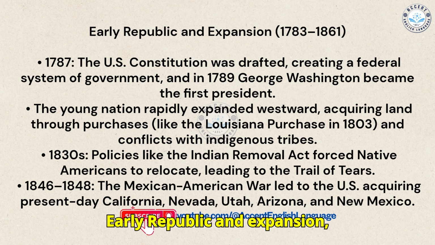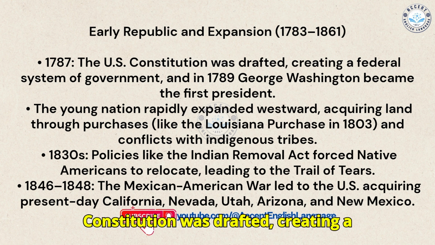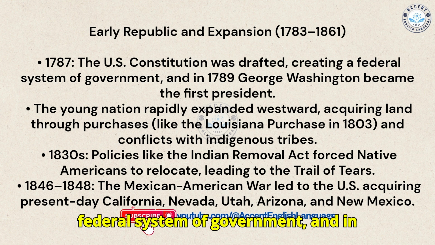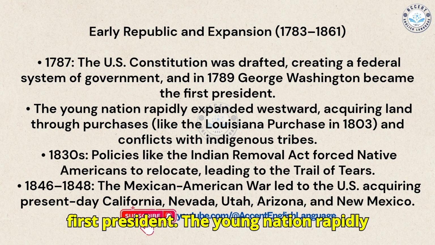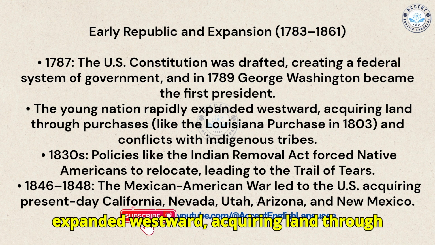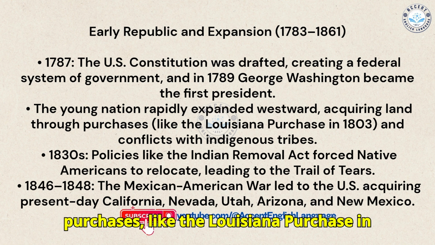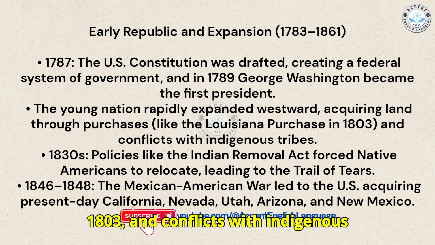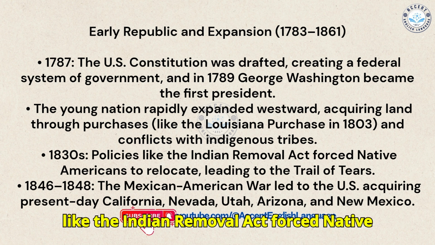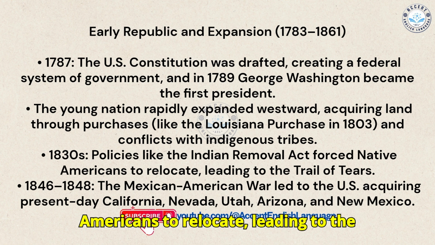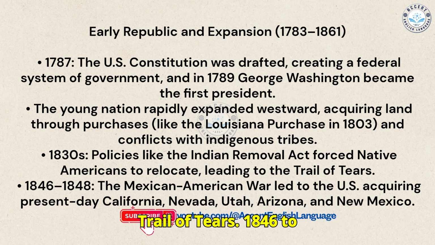Early Republic and expansion, 1783 to 1861. 1787: The U.S. Constitution was drafted, creating a federal system of government, and in 1789 George Washington became the first president. The young nation rapidly expanded westward, acquiring land through purchases, like the Louisiana Purchase in 1803, and conflicts with indigenous tribes. 1830s: Policies like the Indian Removal Act forced Native Americans to relocate, leading to the Trail of Tears.